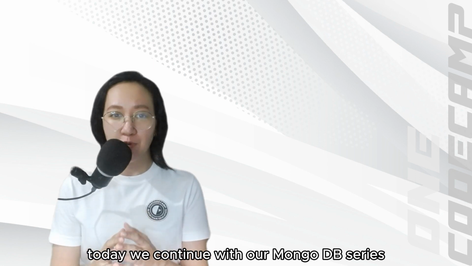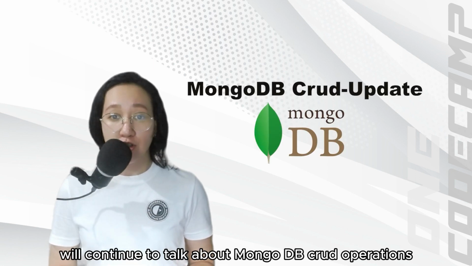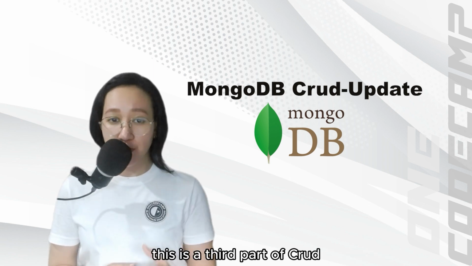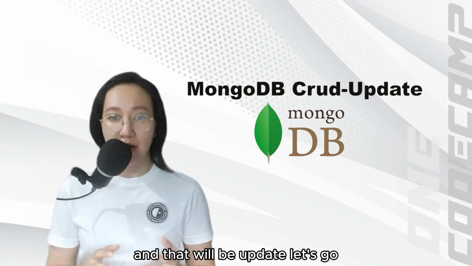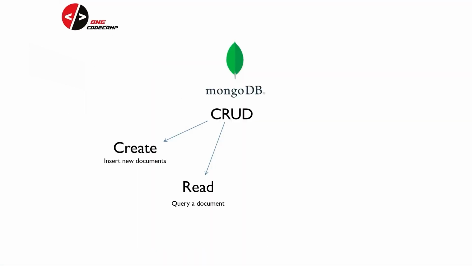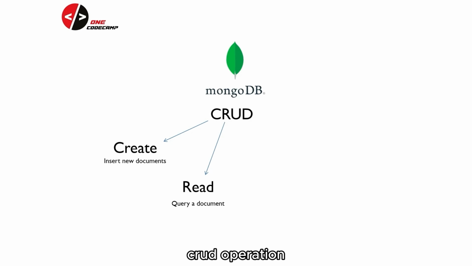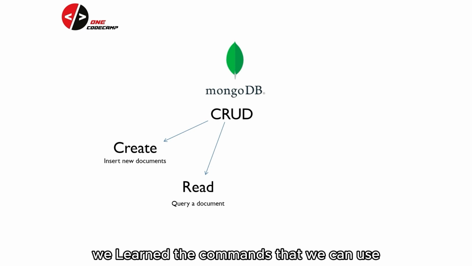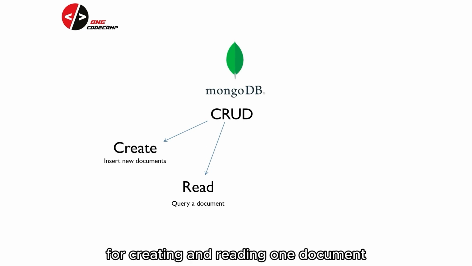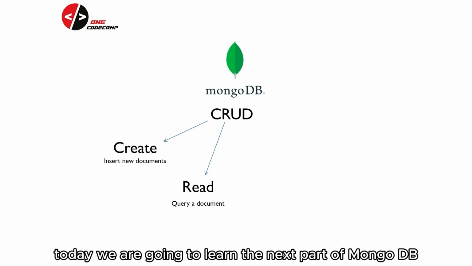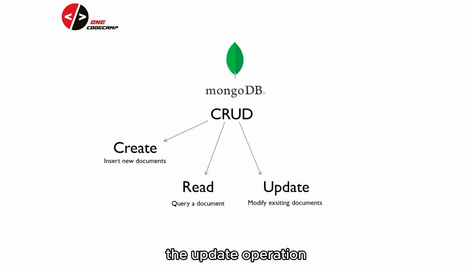Today, we continue with our MongoDB series. We'll continue to talk about MongoDB CRUD operations in MongoDB shell. This is the third part of CRUD, and that will be update. Let's go! In the previous videos, we learned the first and second parts of MongoDB CRUD operation, which is create and read. We learned the commands that we can use for creating and reading one document and for creating and reading multiple documents. Today, we are going to learn the next part of MongoDB CRUD operations, the update operation.